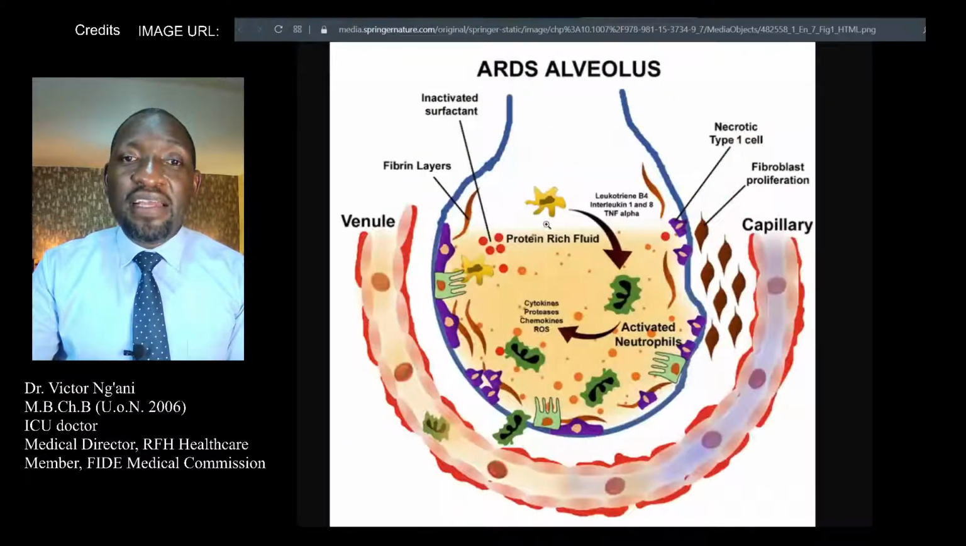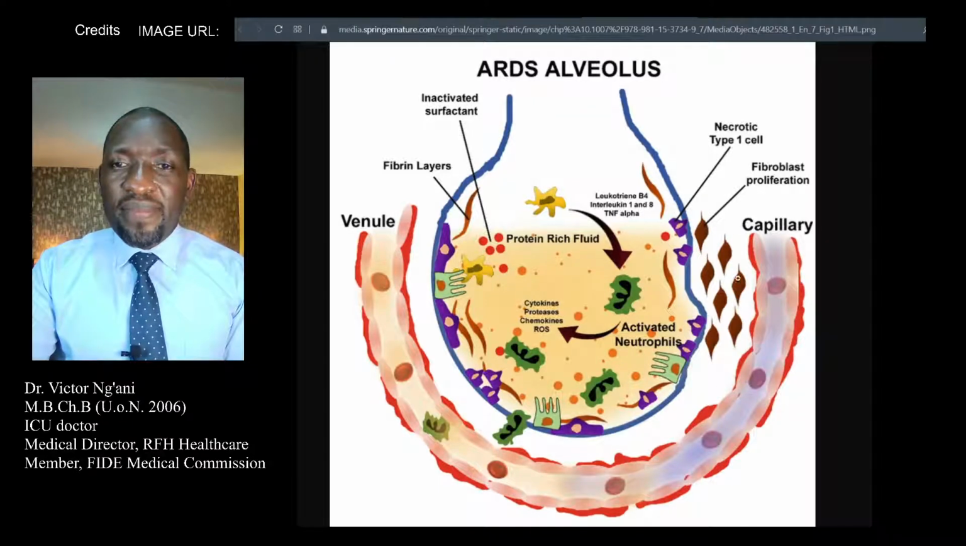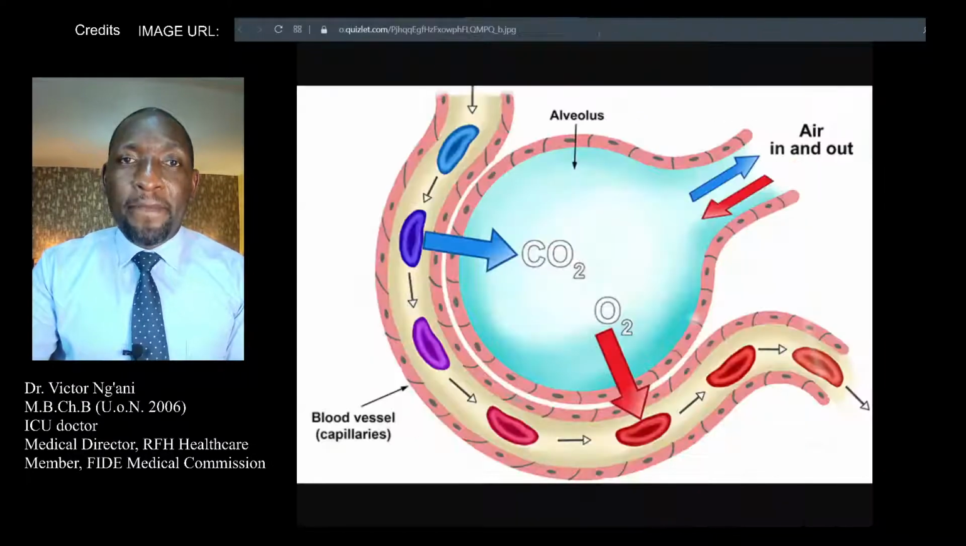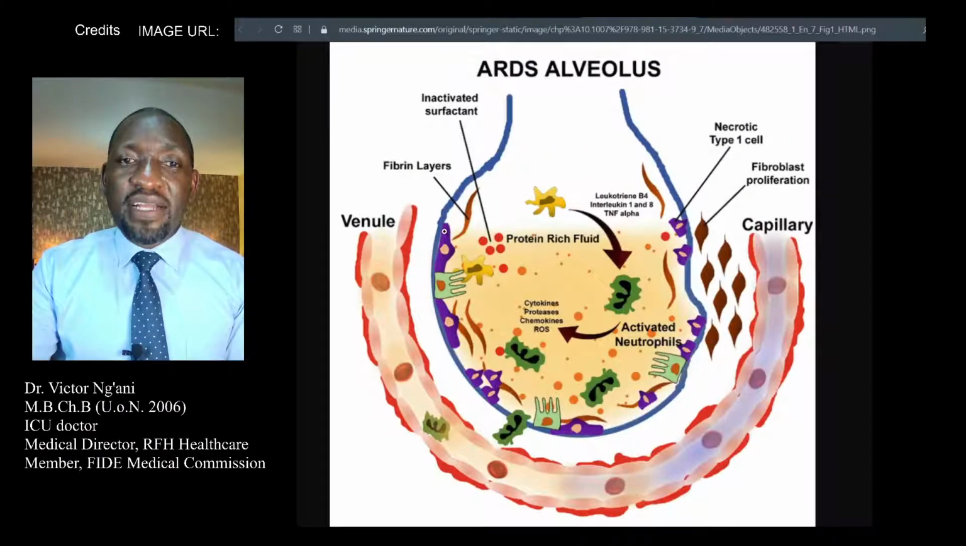So this is an illustration showing what the airspace would look like. This is the same balloon you're looking at here, but this is now diseased. So you can see a lot of fluid has filled the airspace, and basically there's no room for air to come in. So the air that's coming in is limited, and then this space already is quite thick. Thank you, springernature.com. That's where I got this image from.